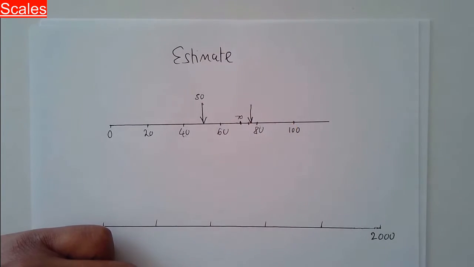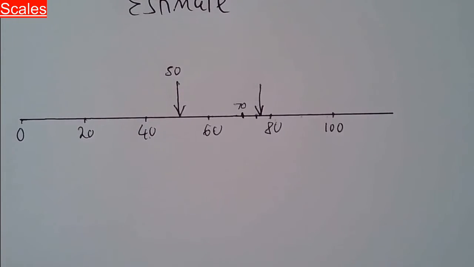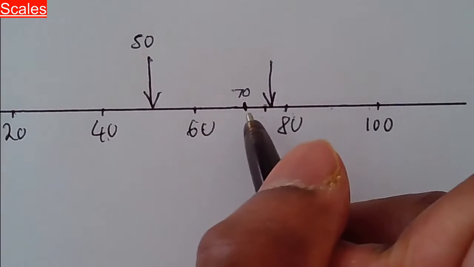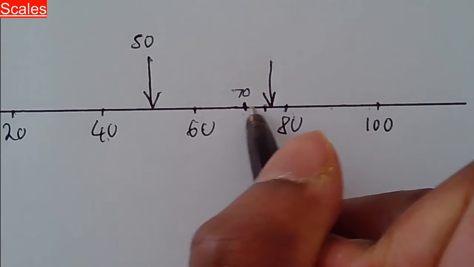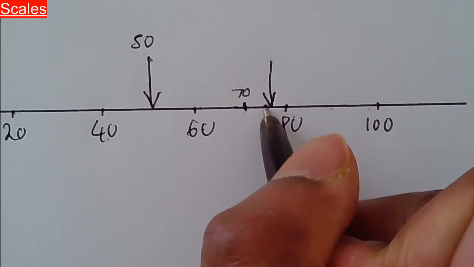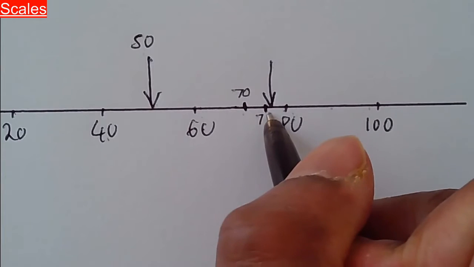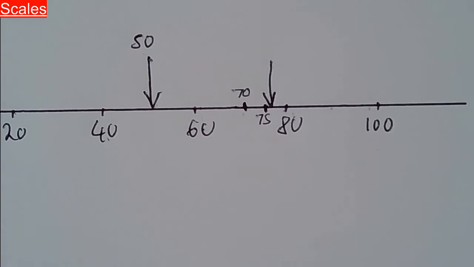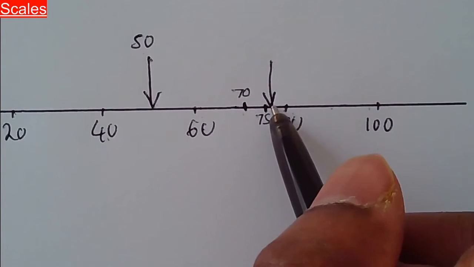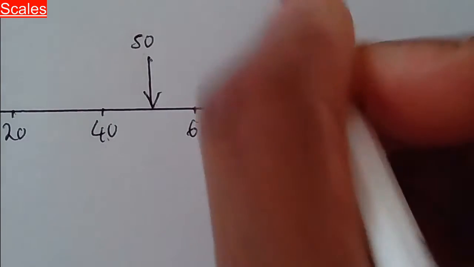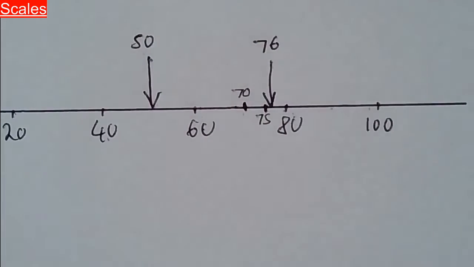Right there, let me just zoom in. Right, what comes between 70 and 80? That's the middle. It's 75. So that could be 75, 76. I would say that's 76. That's my estimate.